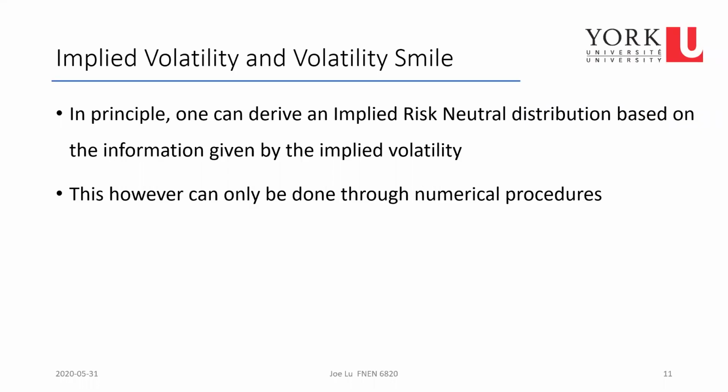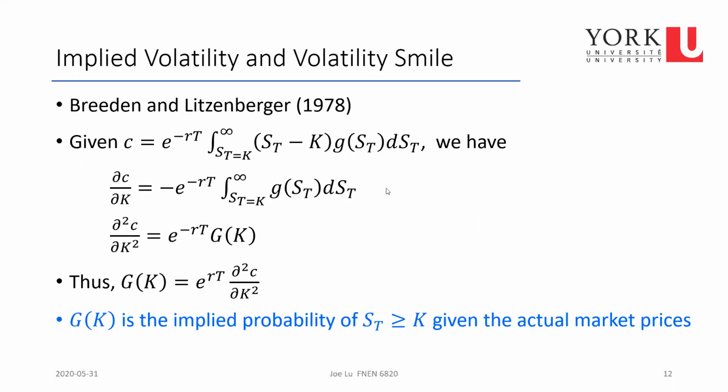Now we're saying the risk neutral probability measure under the log normal process with a constant volatility doesn't really reflect the true market reality. In principle, by observing the market itself, we can recover a risk neutral probability measure that is implied by the market observations. And we can do that numerically.